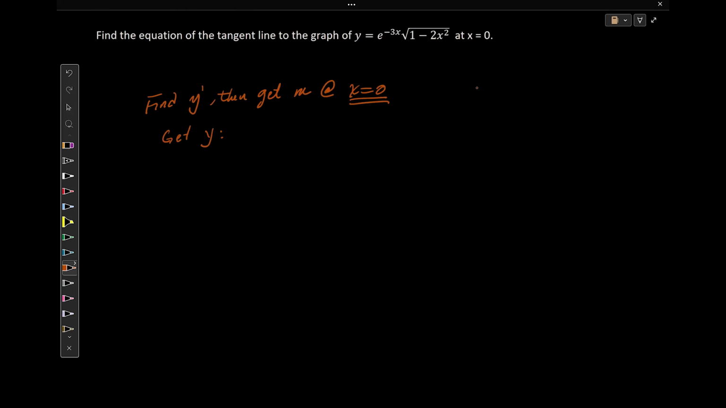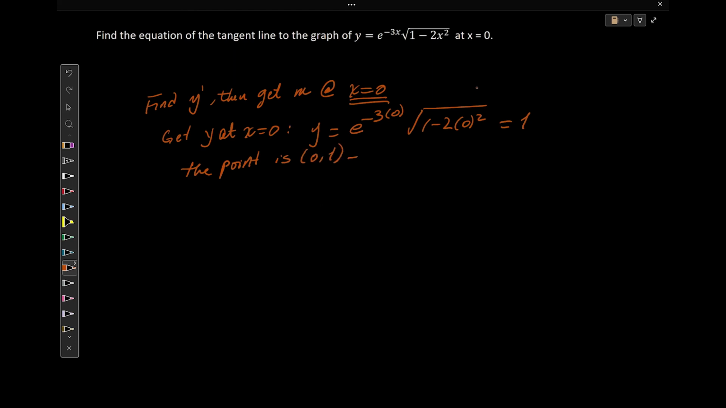So we plug in x equals 0. y equals e to the negative 3 times 0, times the square root of 1 minus 2 times 0 squared. This is 1 and this is 1, so y is going to give me 1. So the point is (0, 1). This is my x0, y0 that I use to plug into my point-slope formula, or slope-point formula. I've seen it used both ways.